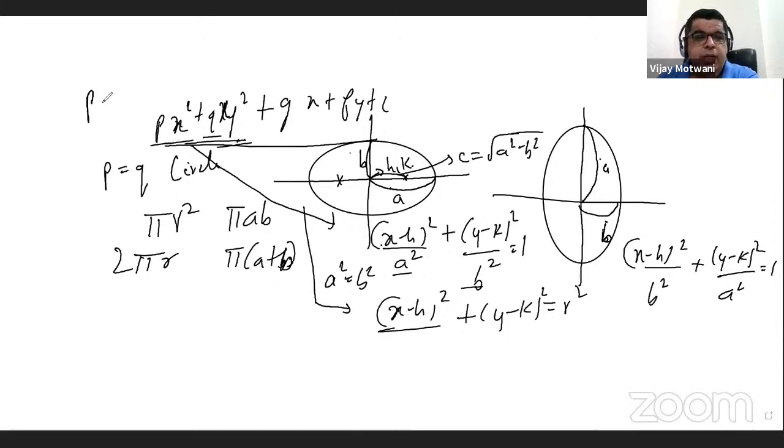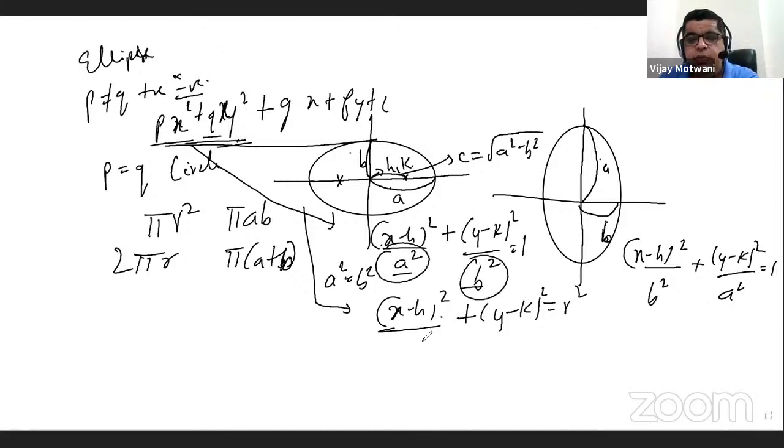If I find that p is not equal to q, and both are positive or both are negative, right? Although this is rare, if both are positive, then this will represent an ellipse. I hope you understand the reason. The reason lies behind this only, right? The denominators below are unequal here, whereas below them it is one each, right? So this is equal here. So that's the basic foundation behind this theory.